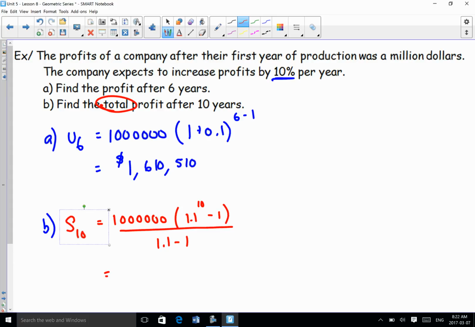Now again, I can do this all in one step in my calculator using brackets. Just think of the number on the bottom as the number 0.1. And if we do, we end up with $15,937,424.60. Okay, that's an S equation.